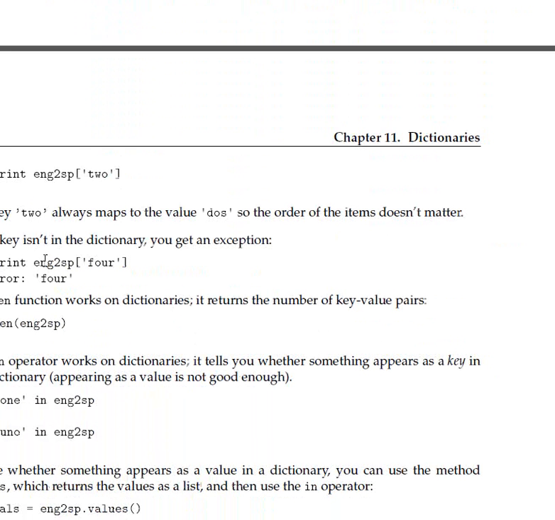So if you ask for eng_to_sp of string 4, if string 4 isn't a key in your dictionary, you will get an error message. The len of a dictionary tells you how many key-value pairs you have. And so in our English to Spanish dictionary, this very short one that we have, 3 corresponds to the fact that we have lookups for 1, 2, and 3.